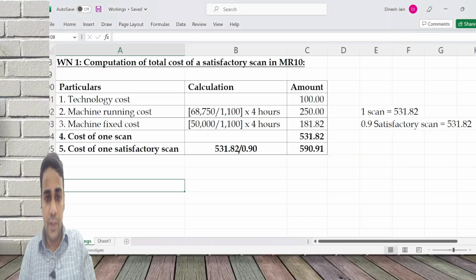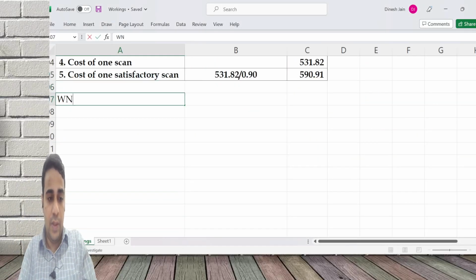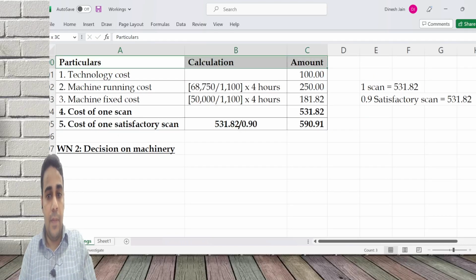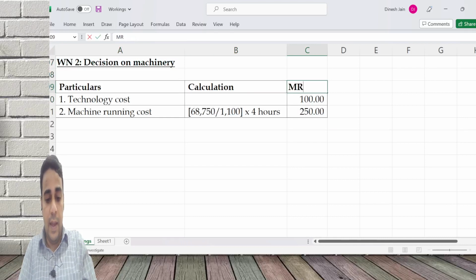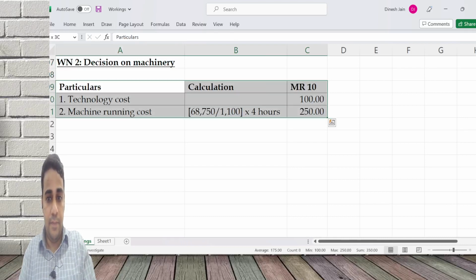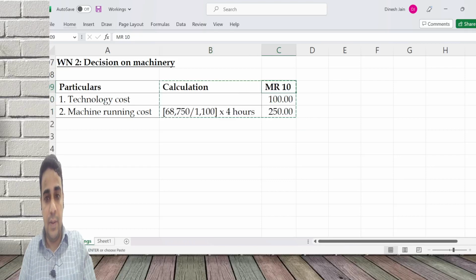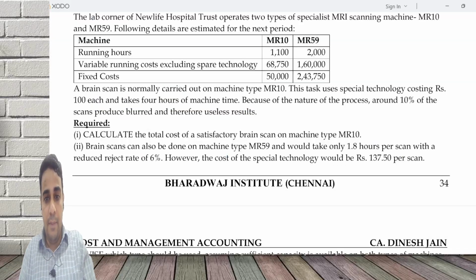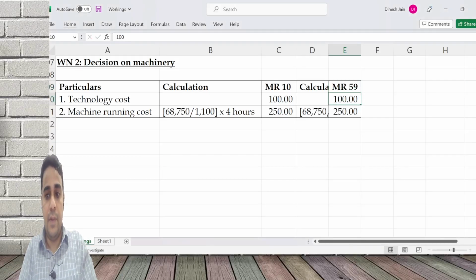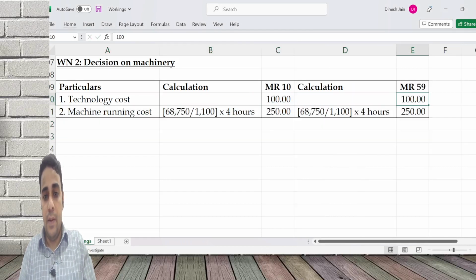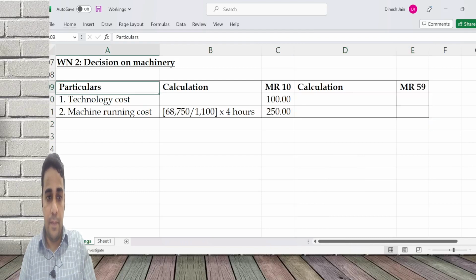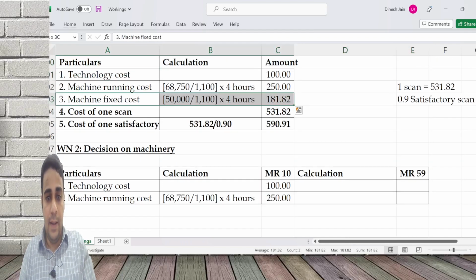So it's working note to decision on machinery, meticulous calculation, MR10 calculation, MR59. MR10 and MR59.